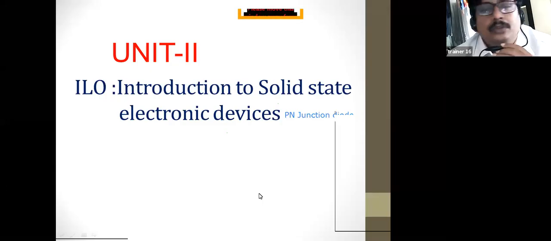Now, we will discuss Unit 2. Unit 1 was completed in the last class. Unit 2 is Introduction to Solid State Electronic Devices and PN junction diode. We will discuss today's topic, the introduction of Unit 2, that is solid state electronic devices, and also one topic in that, the PN junction diode.